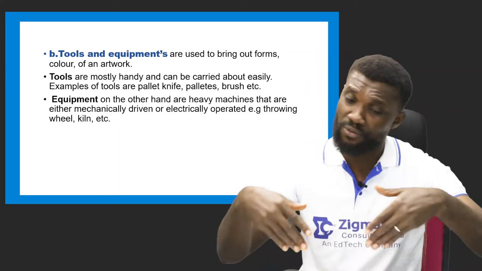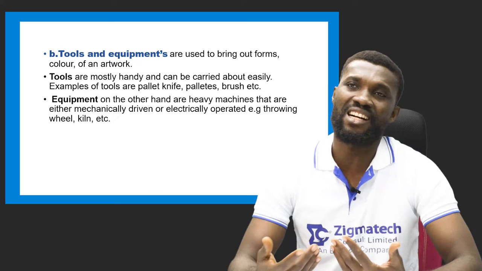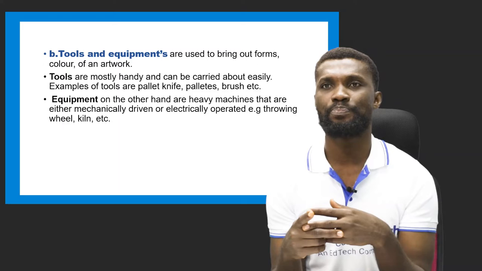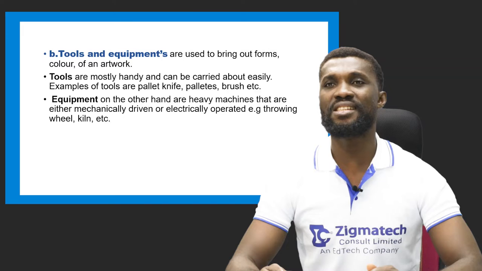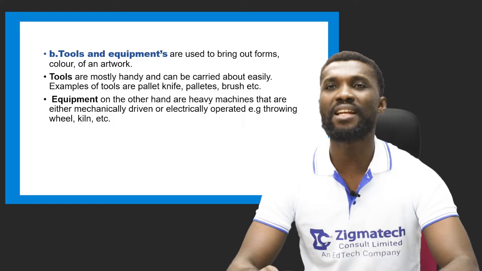Now, what is equipment? Equipment, on the other hand, are heavy machines. They are either mechanical devices or electrically operated. What do I mean by mechanical or electrical operated? The mechanical ones are machines that have mechanical power, such as your drilling machine. Your throwing wheel is a mechanical machine. I don't know if you know what the throwing wheel is. Don't worry, by the time we start listing them, you will see all those machines. And your drilling machine is mechanical.